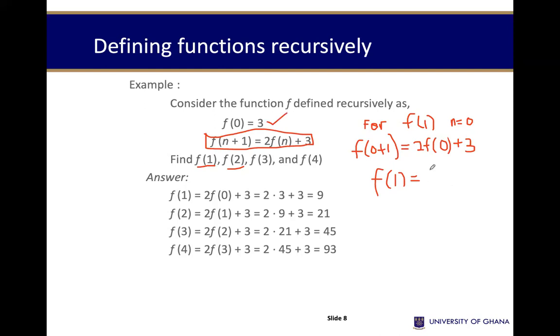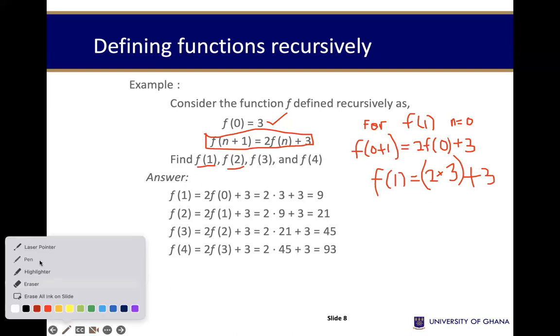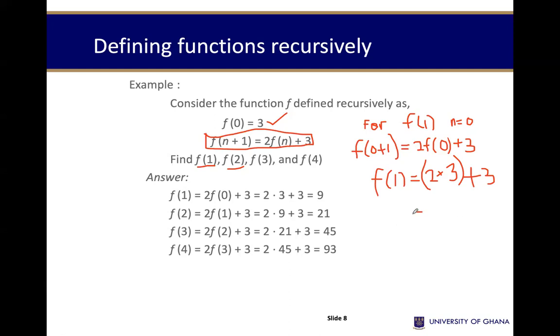So I can now have 2 times my f of 0, which is 3, plus my 3. If I want, I can just put it in the bracket, right? And that's going to give me 2 times 3, which is 6. 6 plus 3 will give me 9. Can you see that? So this is actually going to give me the 9.